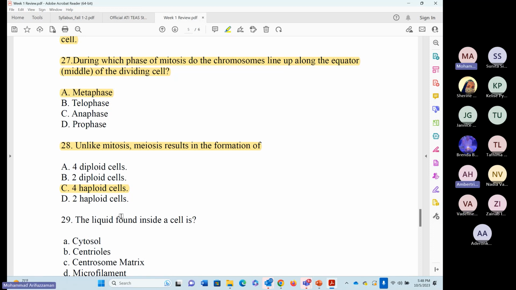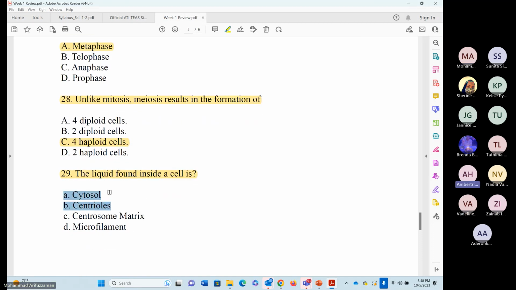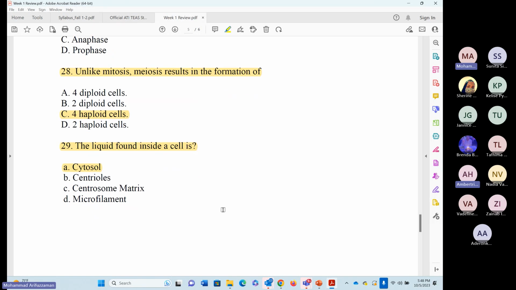The liquid found inside the cell is called? Cytosol. Yes, correct. Cytosol is intracellular fluid. That means liquid inside the cell. Good.